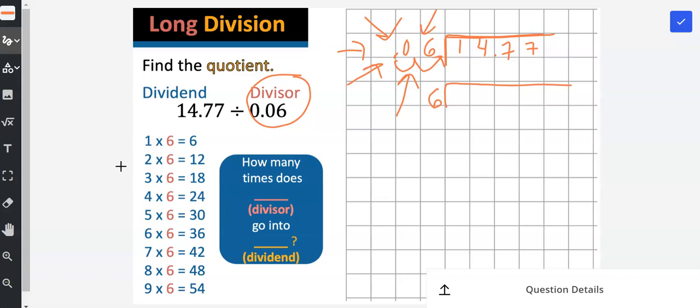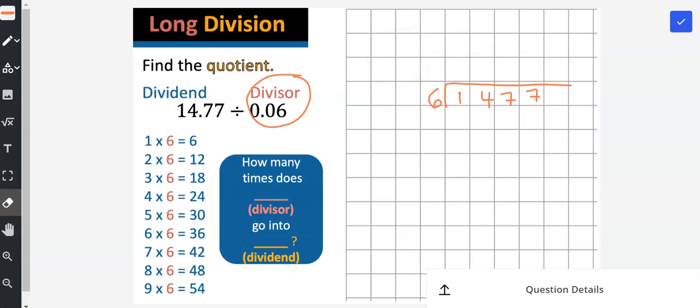So now we look at 14.77, and I need to move that decimal the same number of times. So the dividend's decimal also moves 2 times. 1477 is what this number becomes, 1,477. I'm going to erase this up here to give myself some room. And now I can start dividing.